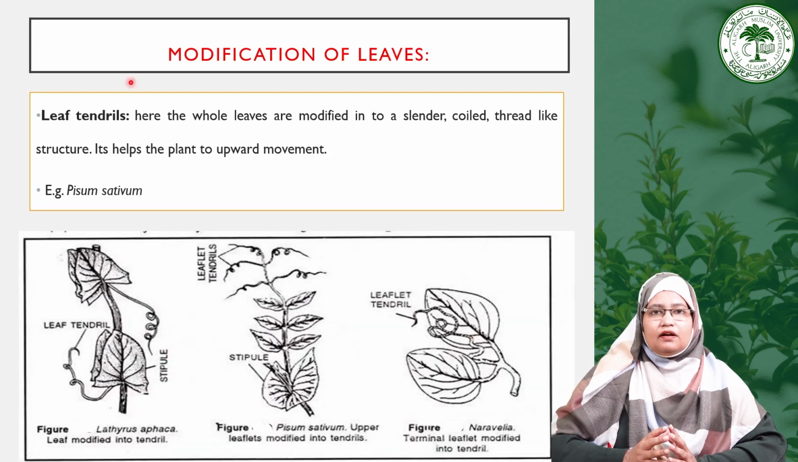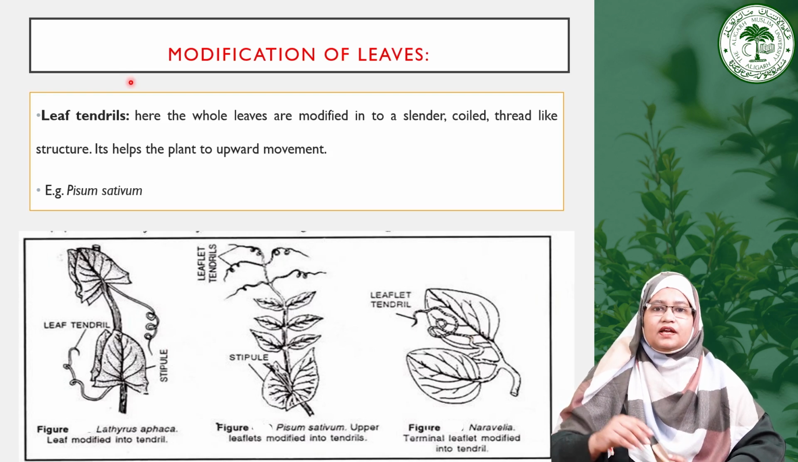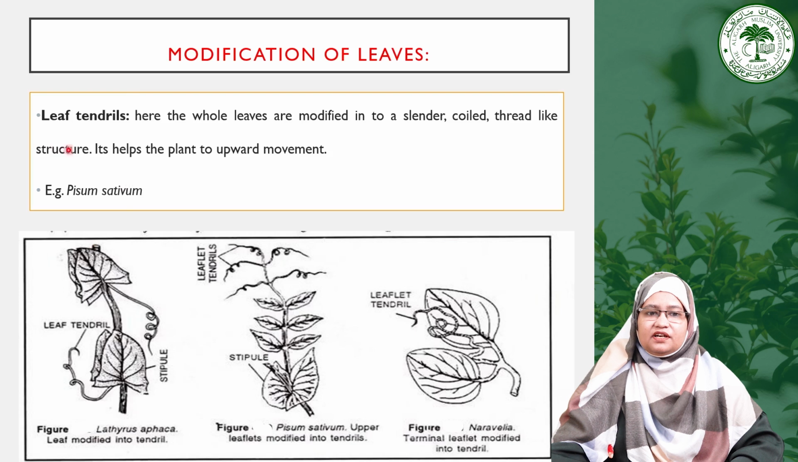Then, now the last part is the modifications of the leaf. A leaf may also be modified into tendrils. Here you can see the whole leaf or a part of the leaf may be modified into a tendril, as in the case of Pisum sativum. You can see in this particular Pisum, that is in the pea plant, a leaflet is modified into a tendril.